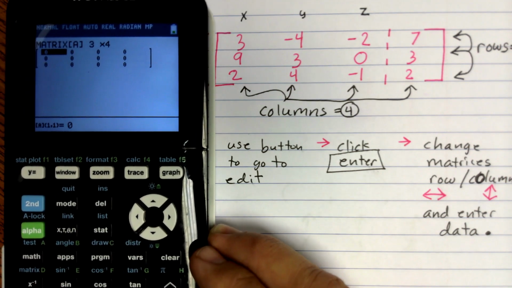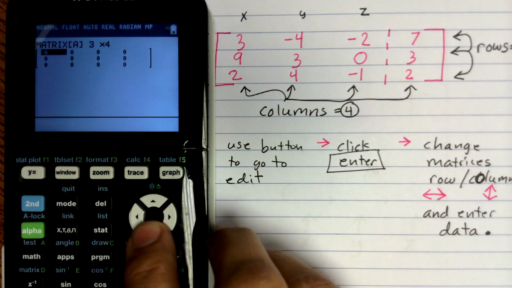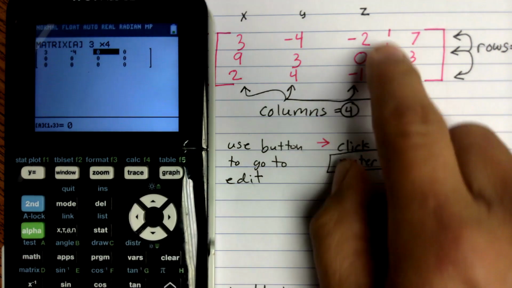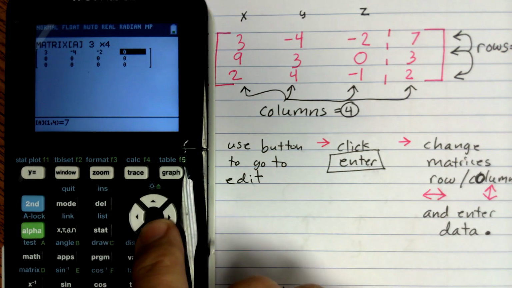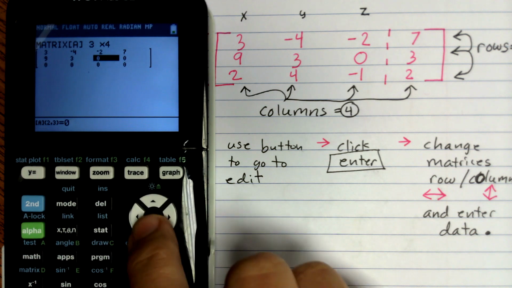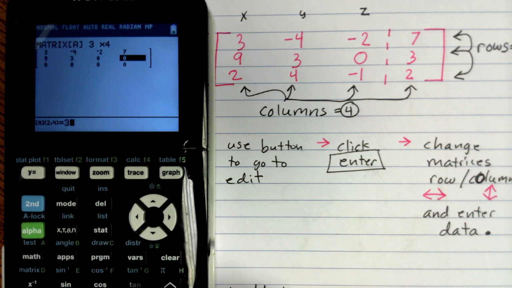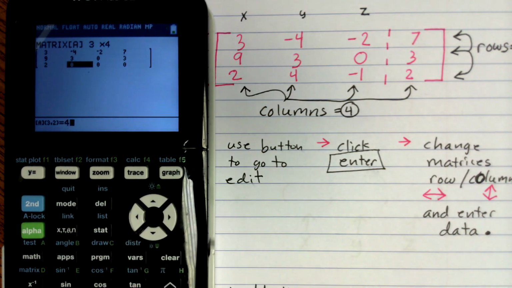Now I'm going to type them in one at a time. I'm going to do this first row on top. I'm going to start with typing in positive 3. And then I'm going to put in negative 2. And then I'm going to put in positive 7, and then I'm going to put in 9, and 3, and 0, and 3. Then on the very bottom, I'm going to go ahead and put in 2, 4, and -1, and 2. Now once I've done this, I have them all in.